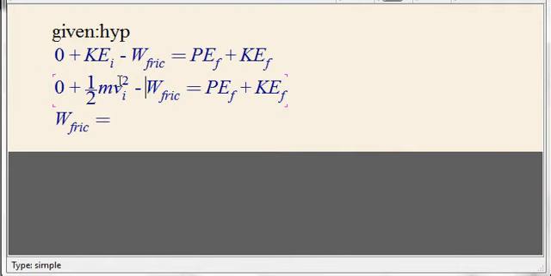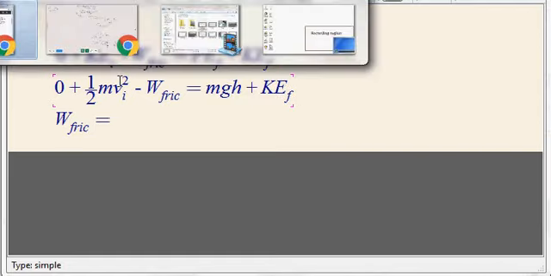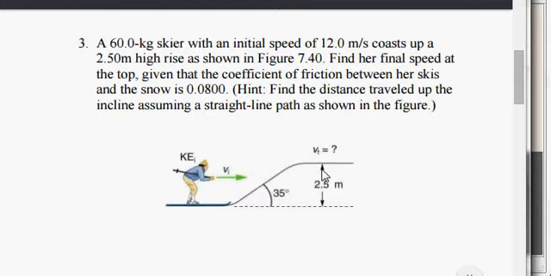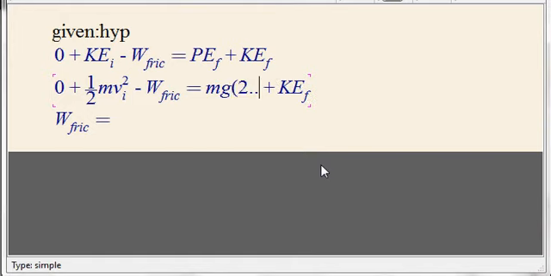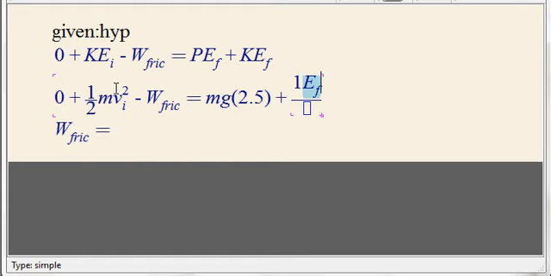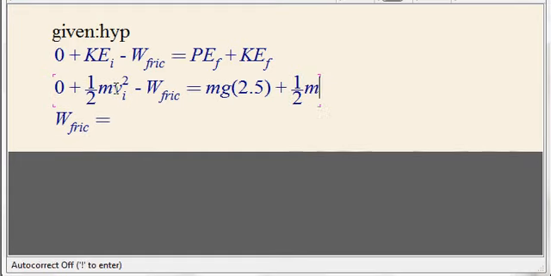Friction, we're about to deal with that. Final potential is mgh. You know mg, what's h? 2.5 meters, that's the height. Kinetic energy final, that's what we're looking for. But I'm going to write it as 1/2 mv final squared. So the only thing we don't know is v final squared and friction. Let's figure out what friction is.